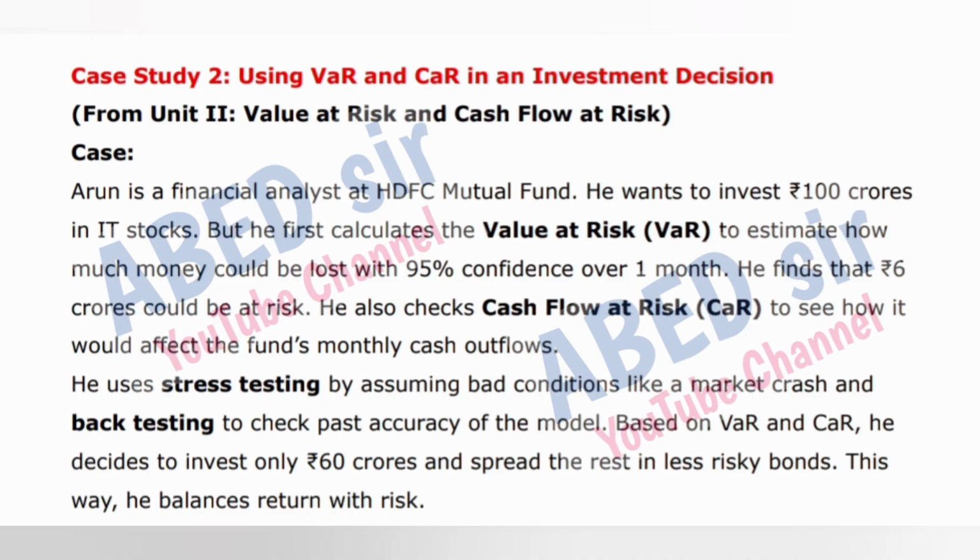He also checks cash flow at risk, CAR, to see how it would affect the fund's monthly cash outflows. He uses stress testing by assuming bad conditions like a market crash and backtesting to check past accuracy of the model. Based on VAR and CAR, he decides to invest only 60 crores rupees and spread the rest in less risky bonds. This way, he balances return with risk.